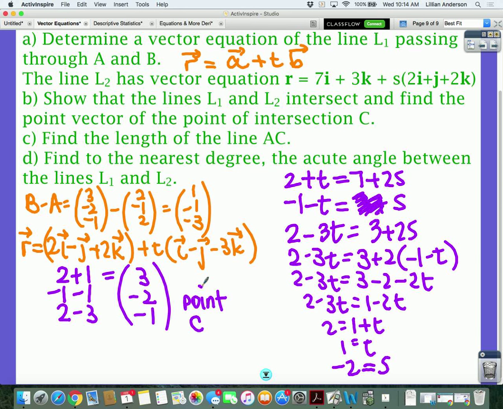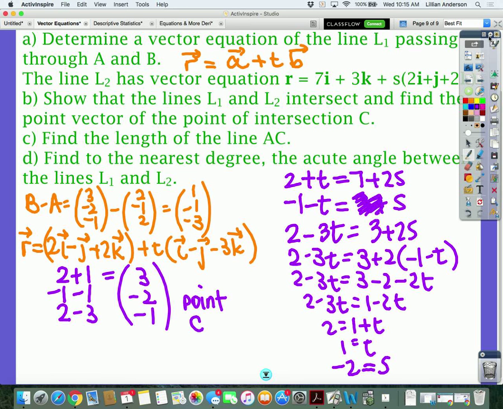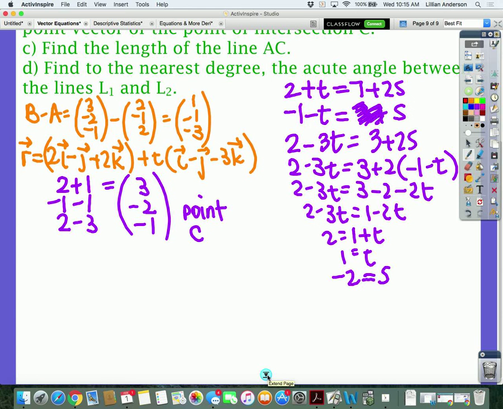Now I have to find the length of AC. I have C. I have A from the very beginning. So in order to find the length, I actually have to figure out what vector AC is. Is everybody still with me? Look up, instead of me scrolling. What was A? 2, -1, 2. Okay, so that was A. C, I have it right here.